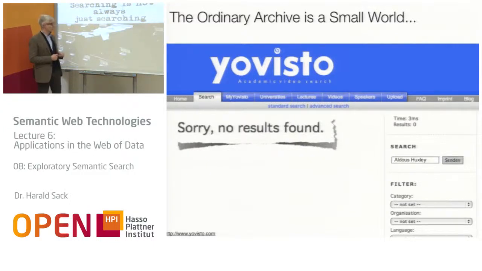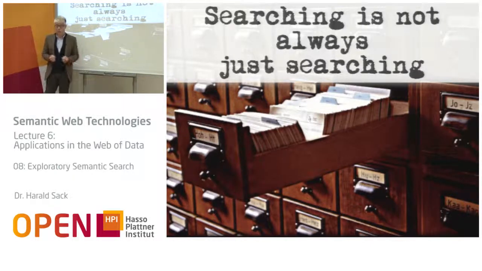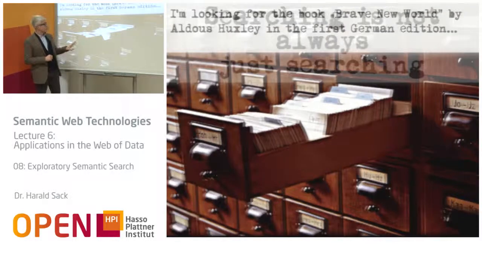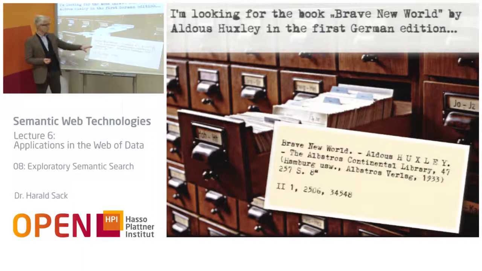So, what I want to show you today is that to search is not always alike. Searching is not always just searching. Let's take one example. We stay with Aldous Huxley. For example, I'm looking for the book Brave New World by Aldous Huxley, in a special edition, maybe the first German edition. What do I do? I go to the library, and there I look it up in the index. And in the index, I will find the index entry, Brave New World by Aldous Huxley.